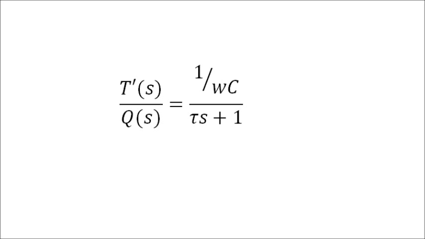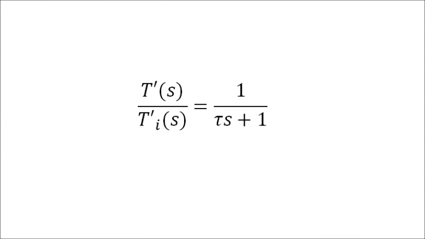If the change is in Q only, then Ti prime will be equal to 0. Hence, the transfer function relating T prime to Q is T'(s)/Q'(s) equals (1/wC) over (tau s plus 1). In another case, if there is a change in Ti only, then Q prime is equal to 0. The transfer function is then equal to 1 over (tau s plus 1). This is the transfer function relating T prime to Ti prime.